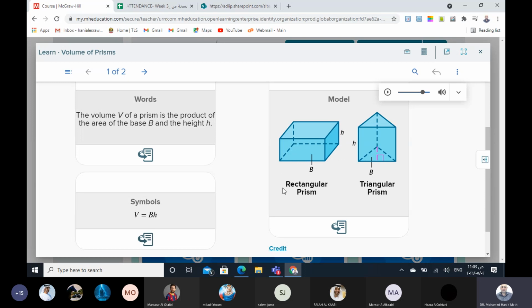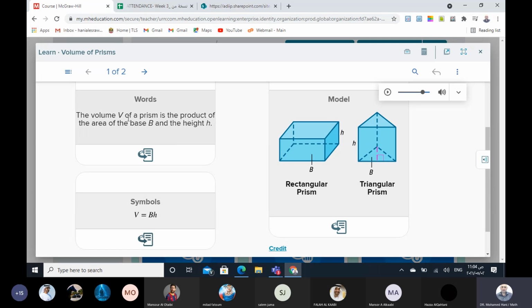The area of the base, the symbol of the area of the base, is B capital letter. B capital letter means the area of the base. And H here means the height of the prism. So the volume V. V represents the volume.